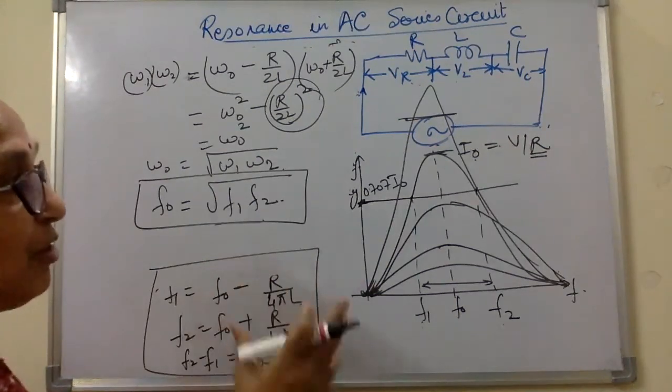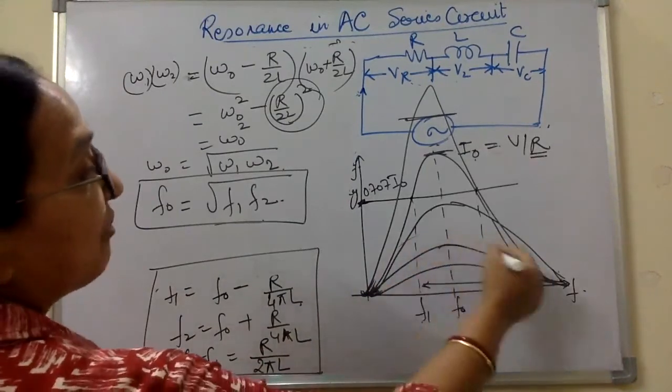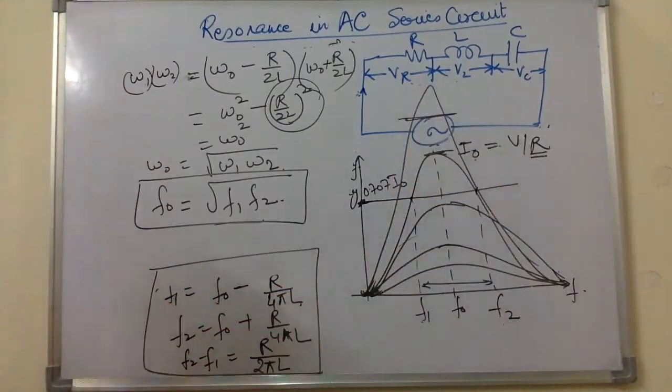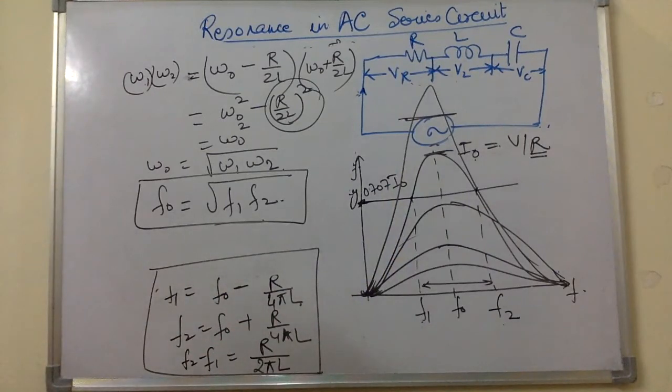So the value of R defines whether this graph of the current will be flat or sharp. That is the resistance dependent term, and the maximum current is only dependent on the resistance of the given circuit. If the value of R is very less, this will be just like a peak value for a very small moment, and the bandwidth will be very less. So that is the effectiveness of the resistance in the circuit for the resonance condition.